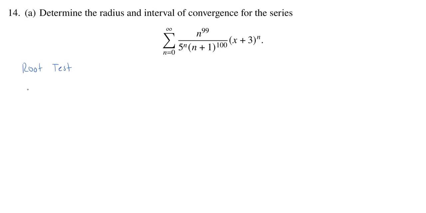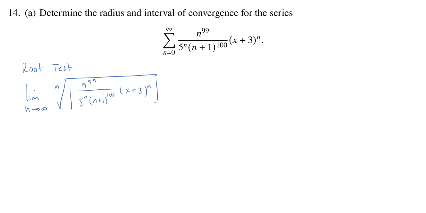So for the root test, I'm going to be taking the limit as n goes to infinity of the square root. Well, it's not really a square root, it's an nth root. So I take an nth root, and then I need to take an absolute value of my nth summand. So I take the absolute value of n to the 99th power over 5 to the n plus 1 to the 100th power times x plus 3 to the nth power.